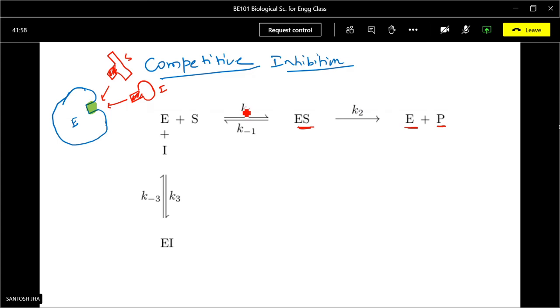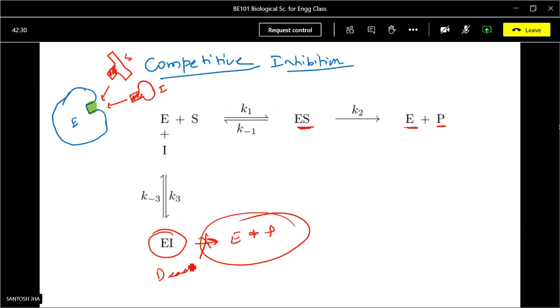K1 is the rate of formation of the ES complex and K2 is the rate of formation of product. And the rate of dissociation of ES into the free enzyme and substrate is K minus 1. Now suppose instead of the substrate, the inhibitor succeeds in binding with the active site. It will form an EI complex and it cannot be converted into the free enzyme plus product. So it will not give the product. We can say this is a dead end complex which cannot be converted into the product. Such type of inhibition is known as competitive inhibition.